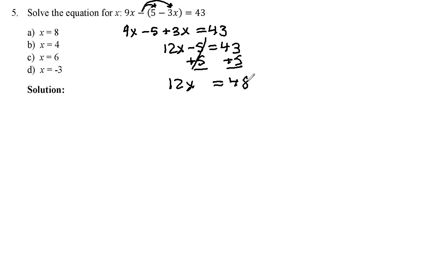And then we want to divide off this 12 on both sides to undo the multiplication. And those 12s cancel, and we get x equals 4, which is B. So that's a linear equation. Remember, your strategy is always get your x terms on the left-hand side, all your numbers on the right-hand side.